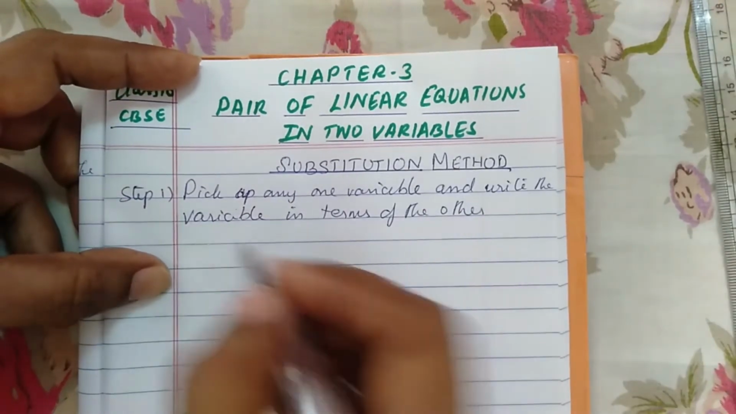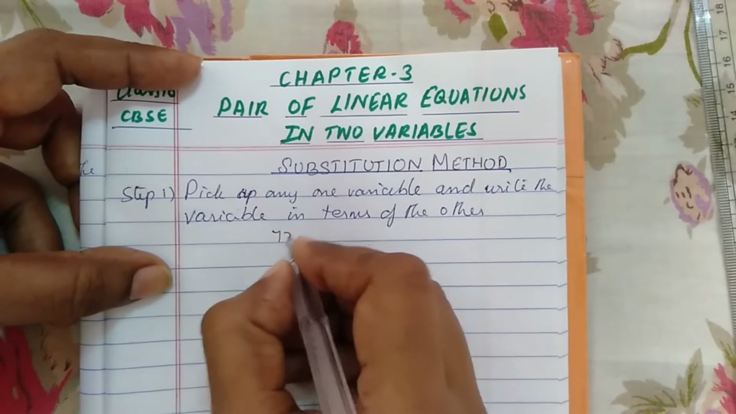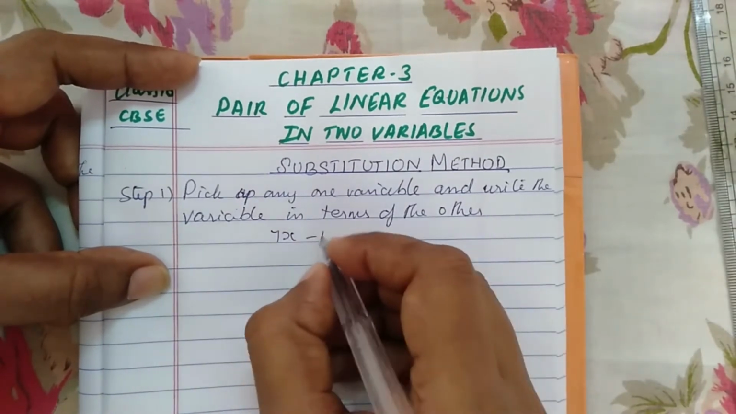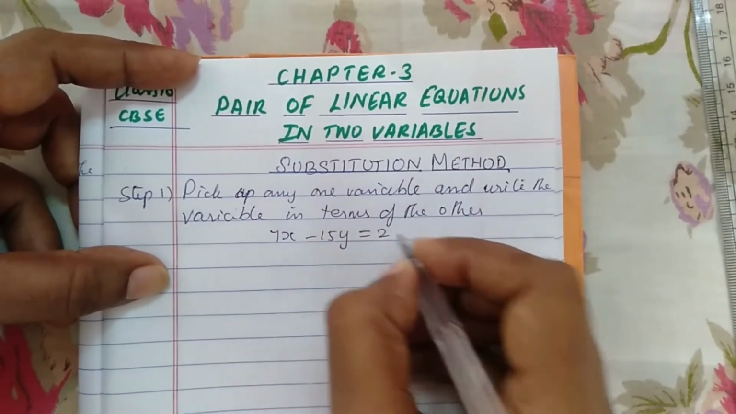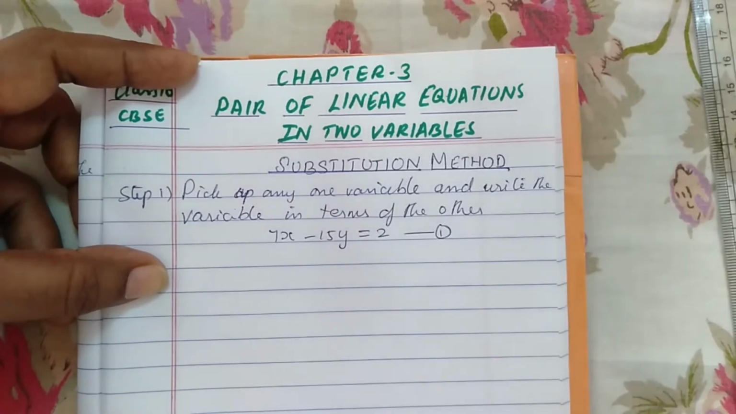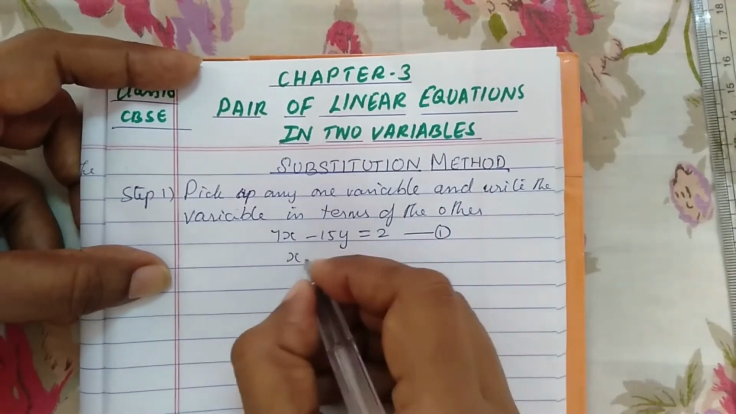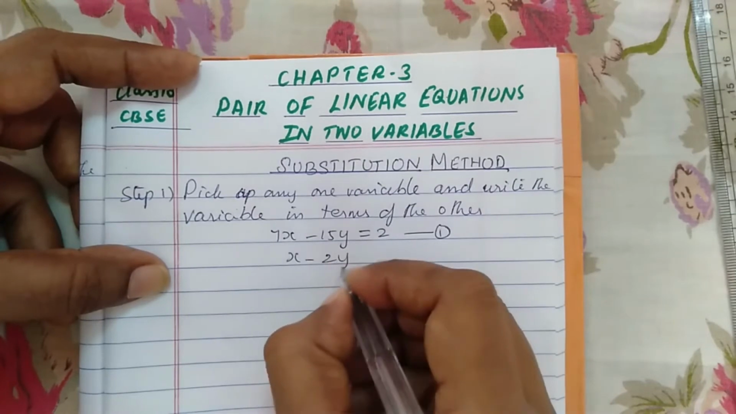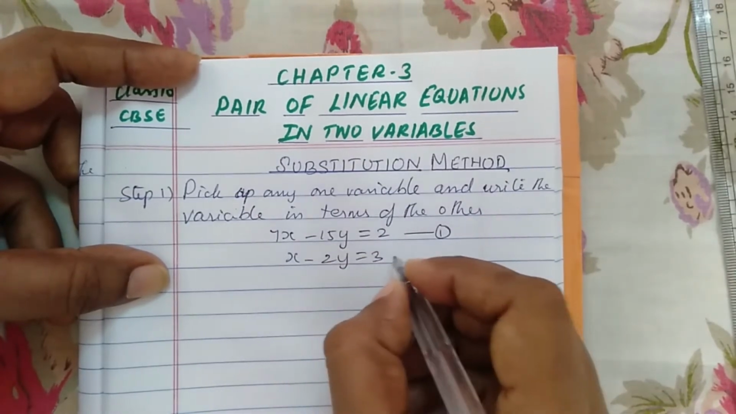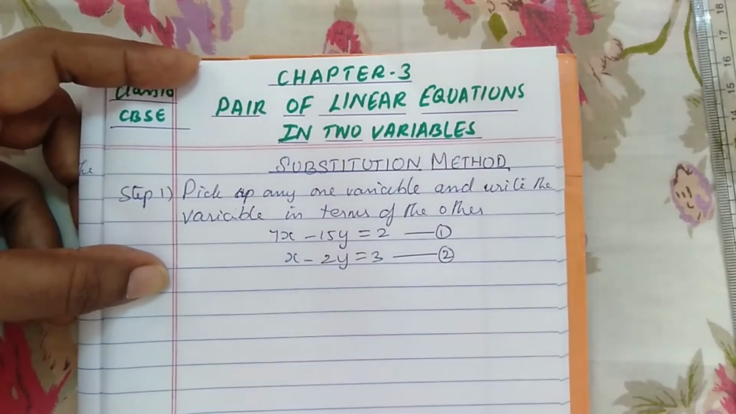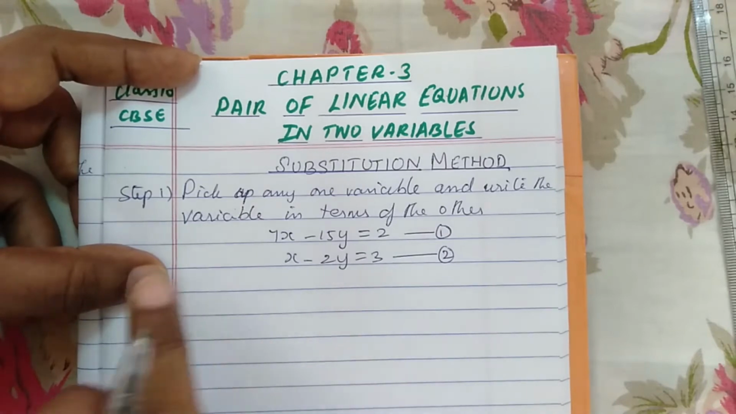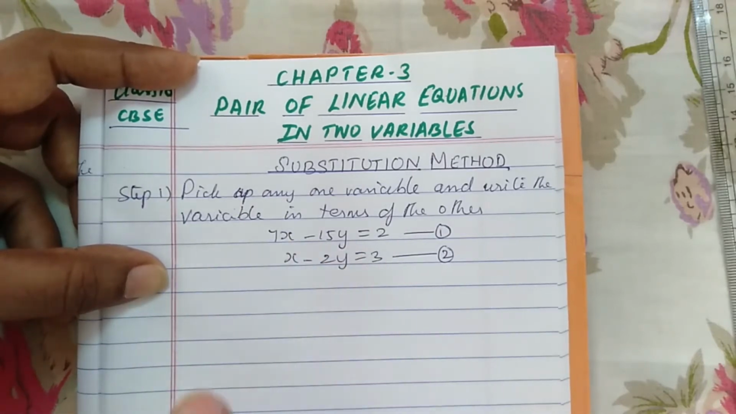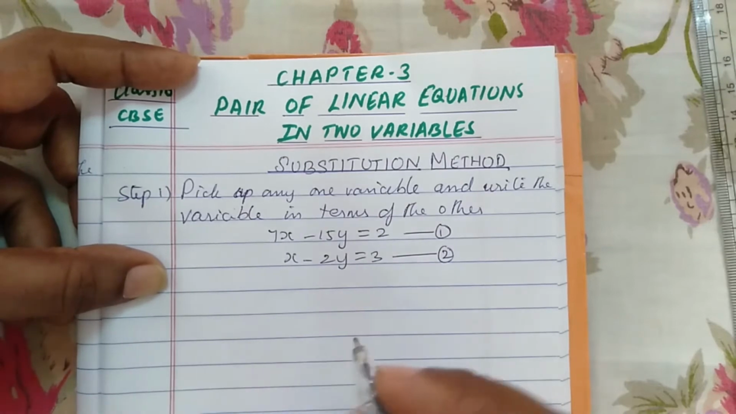See, for example, you have 7x minus 15y is equal to 2. Let this be our first equation. The second one is x minus 2y is equal to 3. This is our second equation. Now we have to pick up one equation from this. Let's take the second equation.